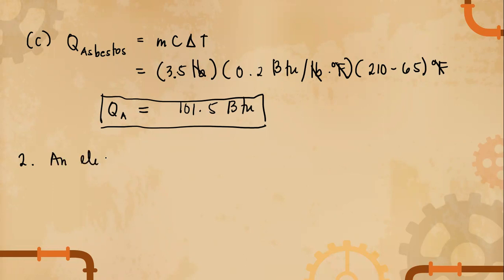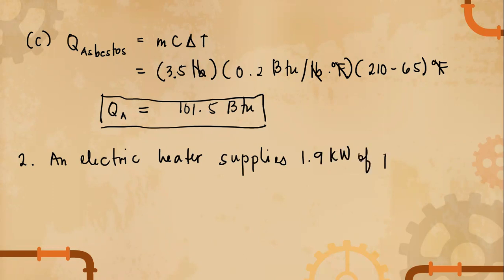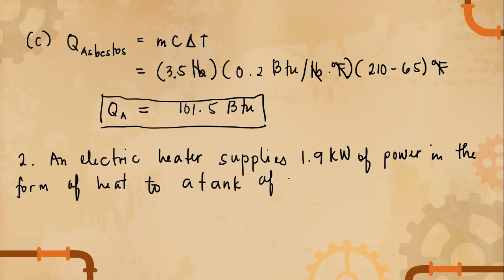An electric heater supplies 1.9 kilowatt of power in the form of heat to a tank of water.